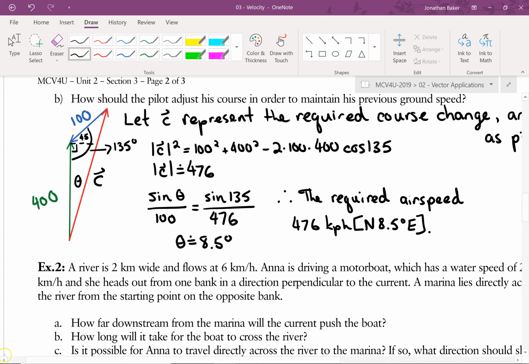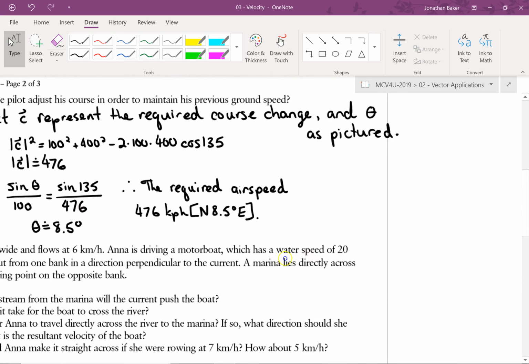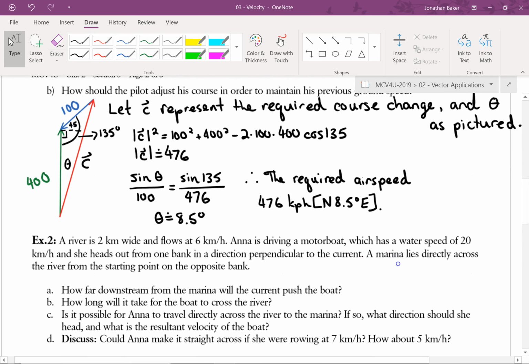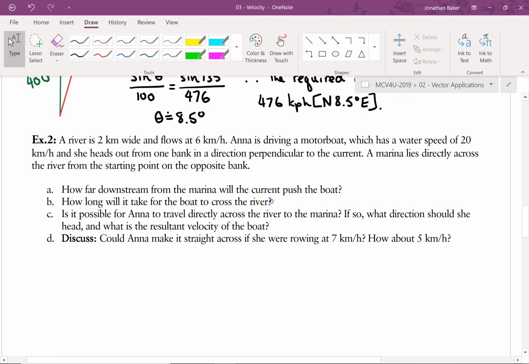Okay, let's look at example 2. Example 2 says a river is 2 kilometers wide and flows at 6 kilometers an hour. Anna is driving a motorboat, which has a water speed of 20 kilometers an hour, and she heads out from one bank in a direction perpendicular to the current.